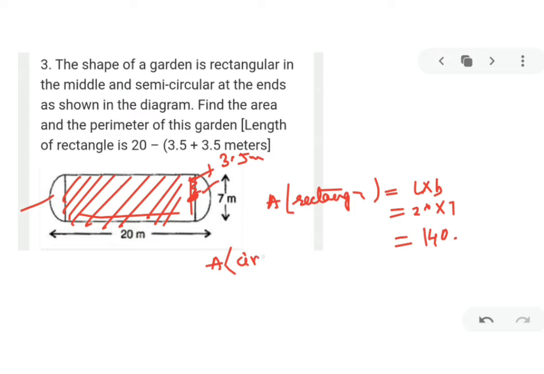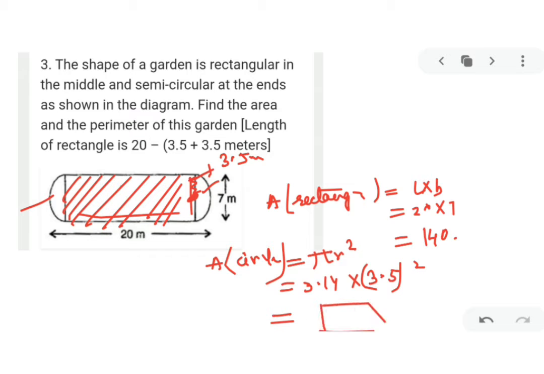Do you know the formula for the area of a circle? That is pi r square. Pi you can put 3.14, or you can go for 22 upon 7 also, and radius you have 3.5. You have to make the square. From here you will get the area of the circle. Why have I put a circle? Because two semicircles in the corner, if I just add them, will make a full circle.